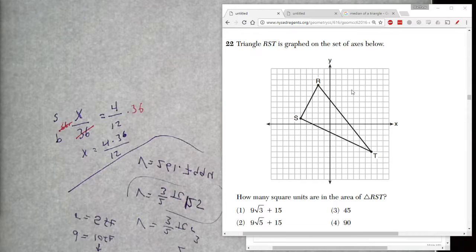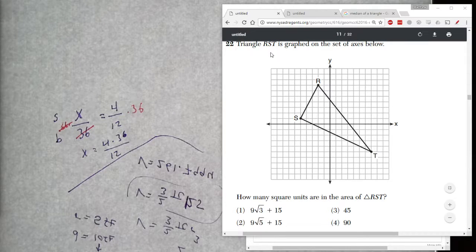Question 22. Triangle RST is graphed on this set of axes below. How many square units are in the area of triangle RST? Whew. This seems kind of difficult. I mean, obviously I can't count the squares in there.